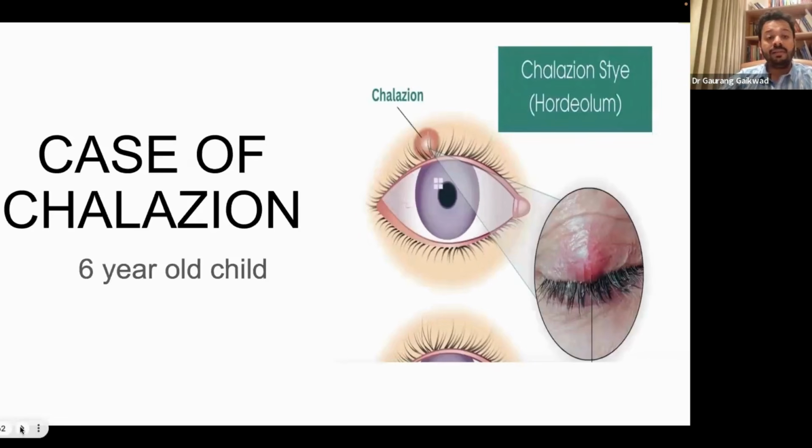So I'm going to start with the first case. The first case is a simple case, but a very interesting case. It's a case of a Chalazion, and you can see it's in a 6-year-old child.